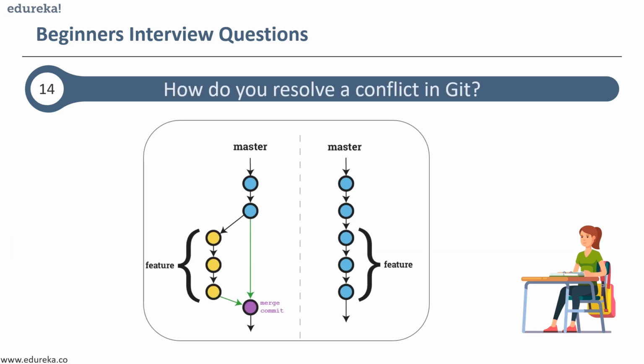The next question is, how do you resolve a conflict in Git? You can refer to the diagram for more information about this question. There are a few steps that you need to follow to resolve a conflict in Git. The first step is to identify the files that have caused the conflict. In the second step, you make the necessary changes in the files so that the conflict does not arise again. In the third step, you add these files by using the command git add. And finally, to commit the changed file, use the command git commit. So these were the 4 steps that you need to follow to resolve a conflict in Git.